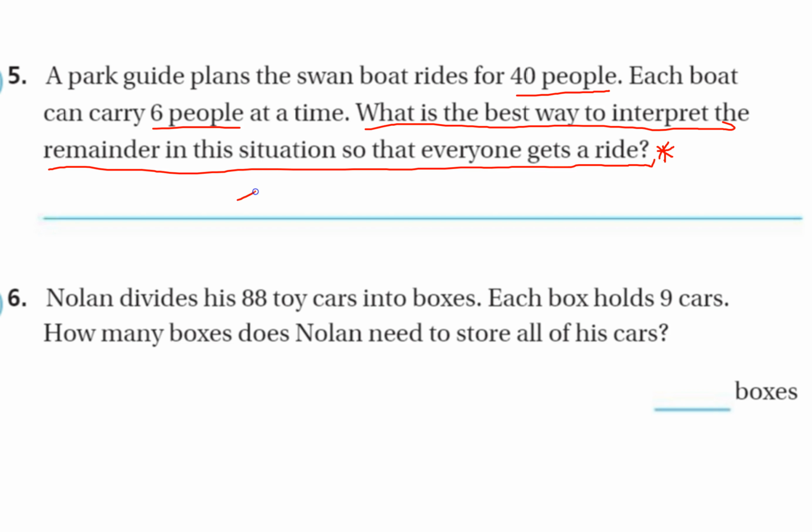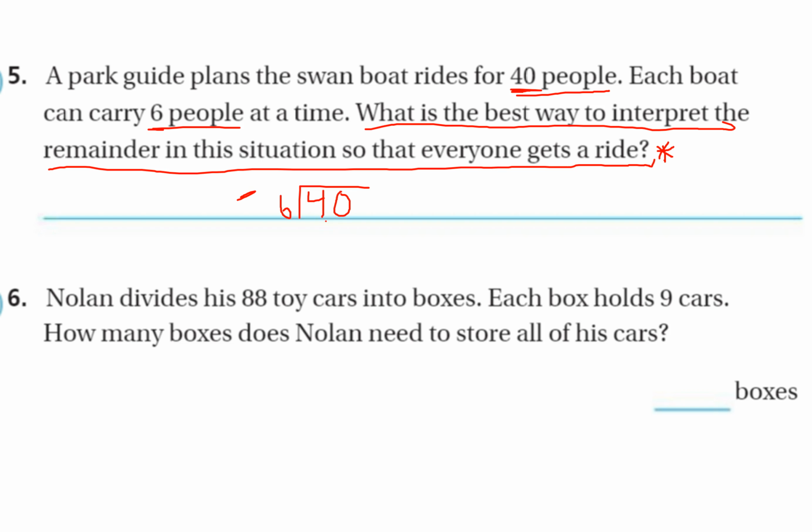Where's my marker? There it is. Okay, we have 40 divided by 6. Let's just do the basic division first. So 40 people, 6 people per boat ride. So my answer is going to represent the number of boat rides. Okay, so 6 can't go into 4, so 6 directly into 40.